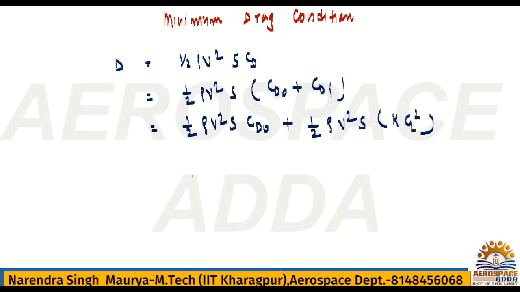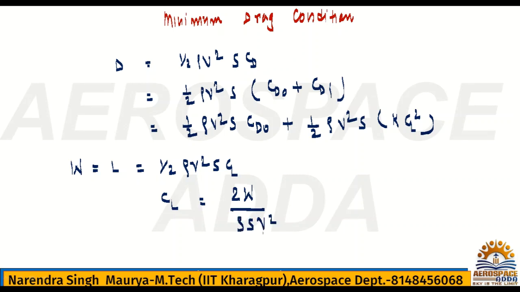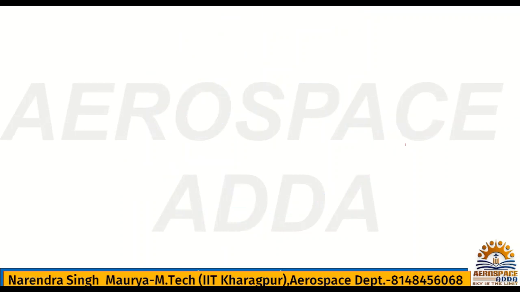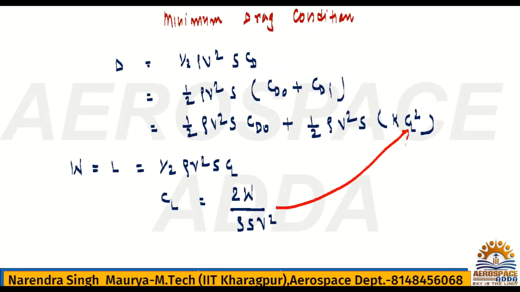Now we know lift is equal to half rho V square S into CL. Actually lift is equal to weight. So we'll get CL equal to 2W by rho S V square. This CL value we have to keep here. Next slide.